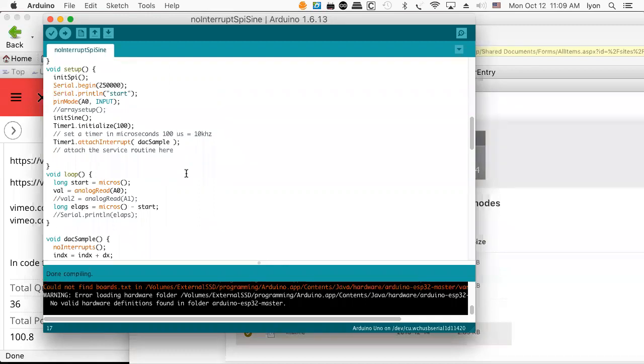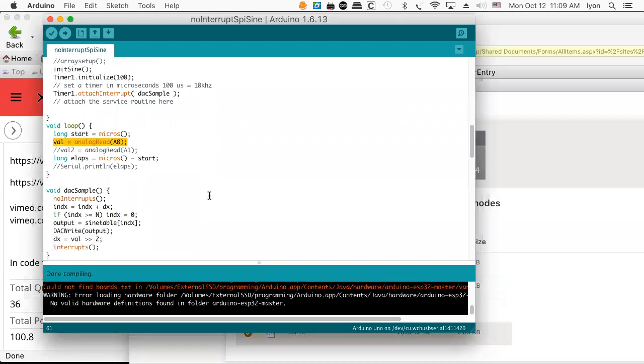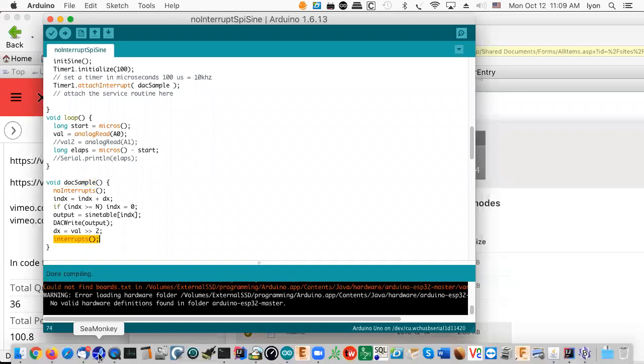What are you changing with the sweep? I'm changing the variable resistor on the analog shield, the DSP shield. So that would be what analog read is reading in, right? And what we're doing here is a DAC sample as part of an interrupt, and we're trying to be precise about the frequency of the sampling. That's the goal in all of this. And after the DAC sample is done, we re-enable the interrupts. That's a key element here in our system.